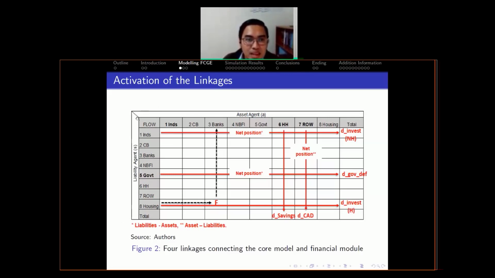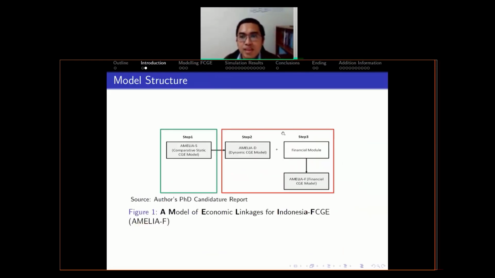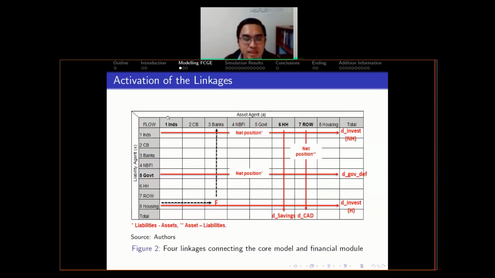In the row, we have the liability agent. This is a financial module. I'm talking about the financial module here, this one. So the plus here is actually represented in this table. The column is the liability agent, which consists of industry, non-housing agent. These are all financial agents: the central bank, banks, financial institutions, government, household agent, rest of the world, and housing sectors. In the row, there are asset agents, which are exactly the same as the liability agents.